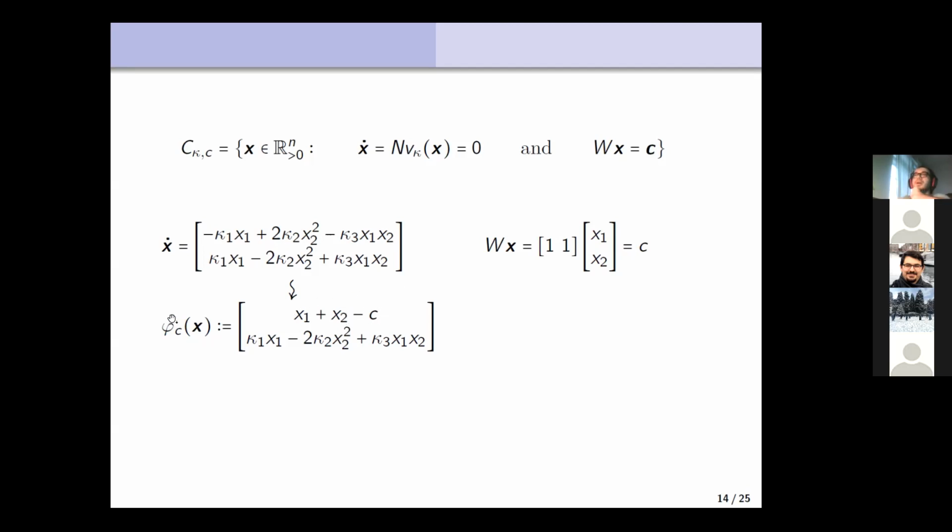But anyway, looking at the solutions of phi_c will essentially give us the guys in C kappa c. This is what I'm trying to say. In order to check whether there are multiple solutions of this guy, you look at the Jacobian of this guy and take the determinant of this Jacobian, and you end up with this polynomial over here. But this is not the polynomial that we want to solve yet, because still there are some.